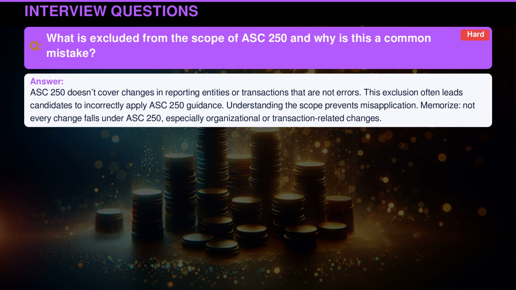ASC 250 doesn't cover changes in reporting entities or transactions that are not errors. This exclusion often leads candidates to incorrectly apply ASC 250 guidance. Understanding the scope prevents misapplication. Memorize: not every change falls under ASC 250, especially organizational or transaction-related changes.